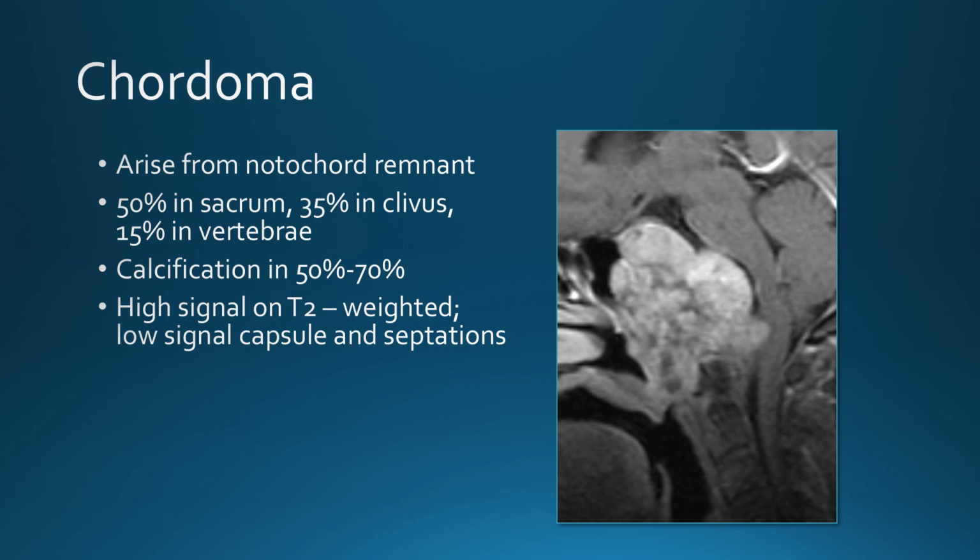50% in the sacrum, 35% in the clivus, and about 15% in the vertebrae. These often have calcifications, and a very helpful sign is very high signal on T2 weighted images, and it has a low signal capsule and some internal septations.